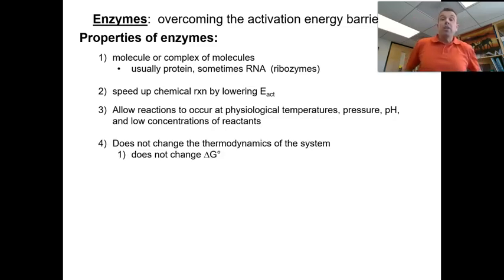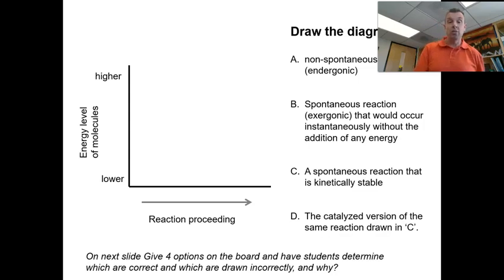We've talked a lot about this, but I want to stress it. Do not be the person that on an exam says enzymes can change delta G. Enzymes do not change the thermodynamics. They do not change delta G. They don't change the energy of the reactants. They don't change the energy of the products. They just lower the energy of activation along the way.